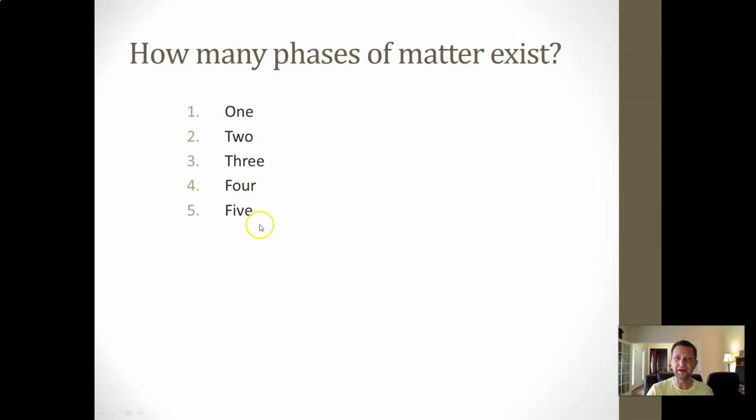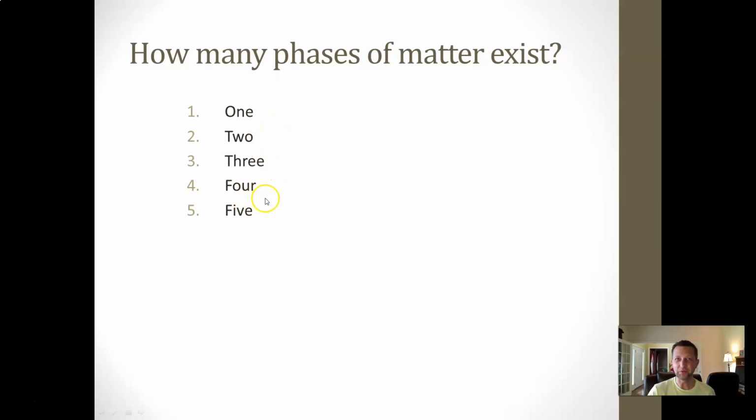1, 2, 3, 4, or 5? Most students at least say 3. Okay. Some students say 4 because they know of another state of matter. But in reality, the answer is actually 5. And there might actually be more now if you Google it and look it up. But we have 5 main states of matter. Really 3 that we're going to study and be really familiar with.